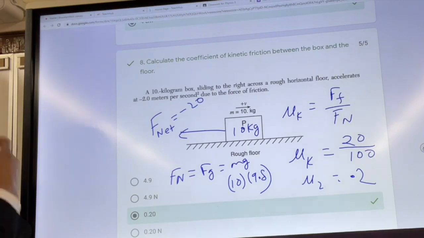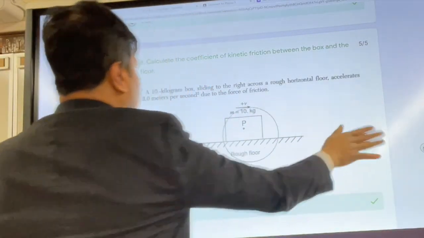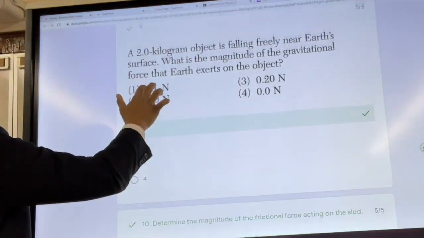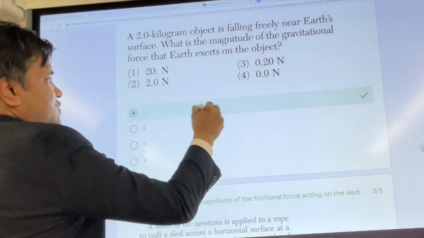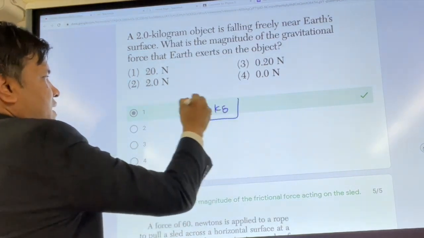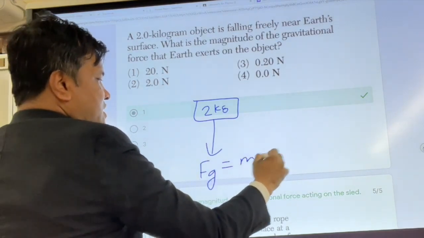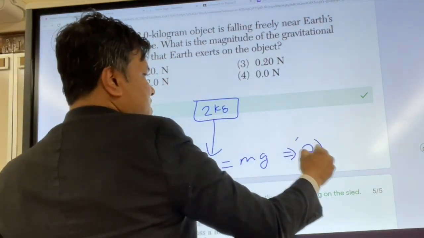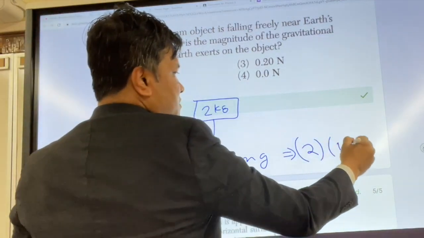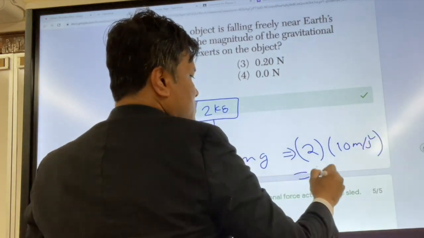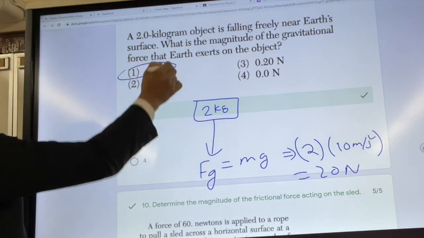All right, mu k is 0.2. That takes us to problem number 9. A 2 kilogram object is falling freely, so the only force is mg. M is 2, and let's say g is 10 meters per second squared. So it's 20 Newton. All right, so the answer is 1.